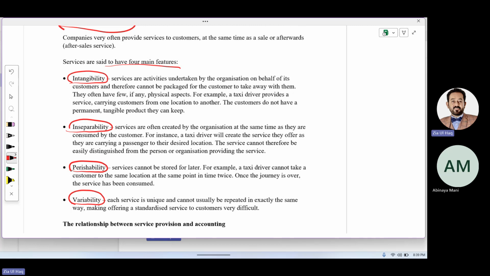So intangibility means cannot be seen and touched. Inseparability means cannot be separated from the person who is providing services, meaning you cannot store. And perishability means skills become weaker if you don't provide services on a regular basis. And variability means services are different from one individual to another individual.